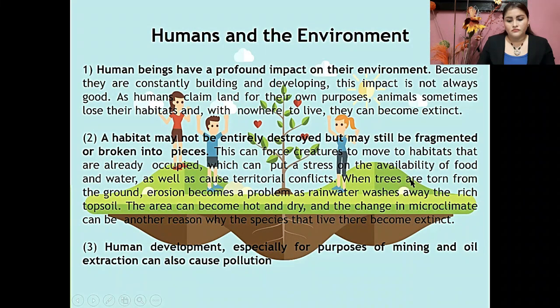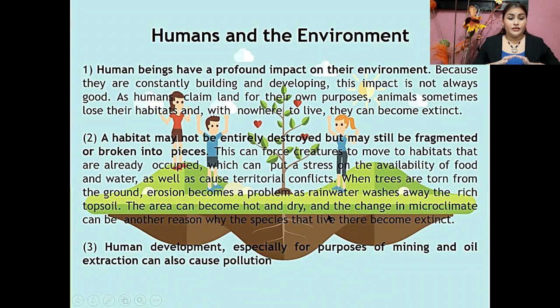When trees are torn from the ground, erosion becomes a problem as rainwater washes away the rich topsoil. The area can become hot and dry, and the change in microclimate can be another reason why the species that live there become extinct. 3. Human development, especially for purposes of mining and oil extraction, can also cause pollution.